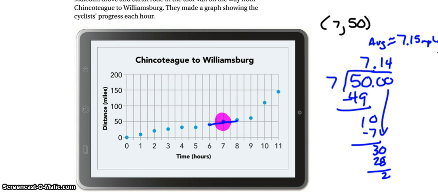So just be ready for a couple of questions like this as well. Be ready to find your average speed. Know that if you are given a graph and asked to find average speed, for instance, if I asked you to find average speed for the point here, for 11, 145, which would be this one right here, you should be able to do that now.